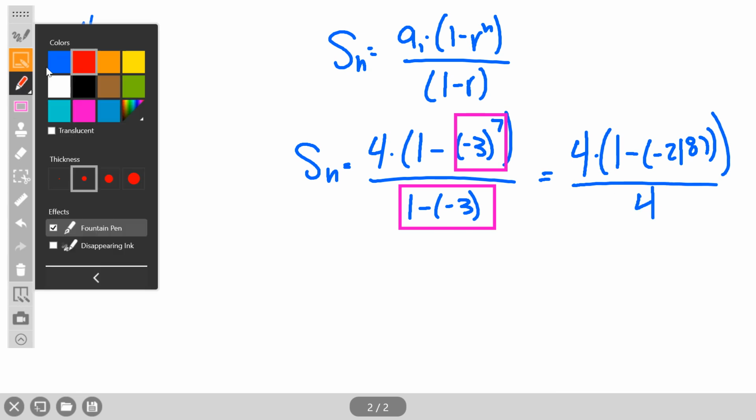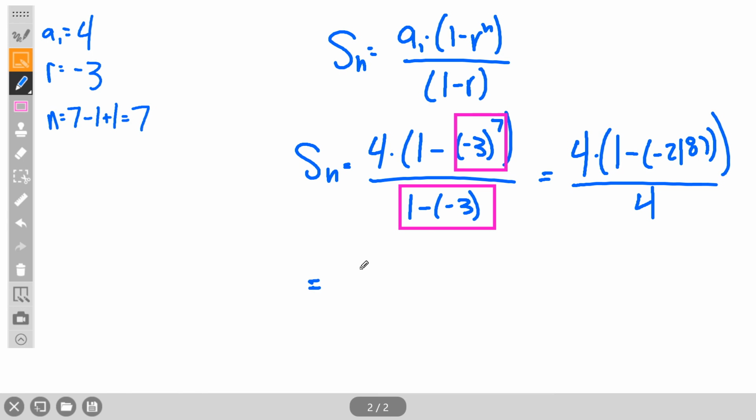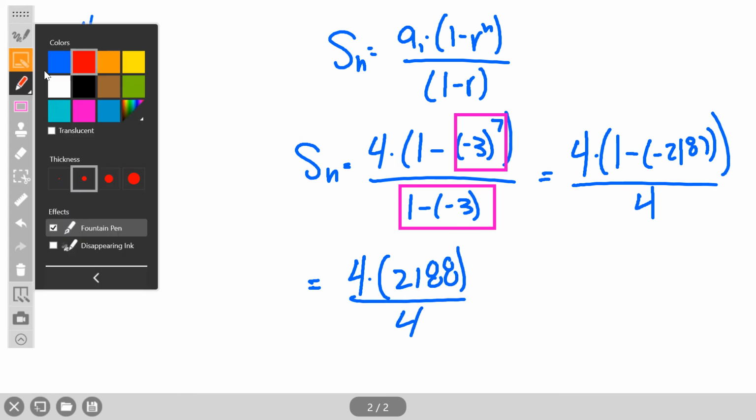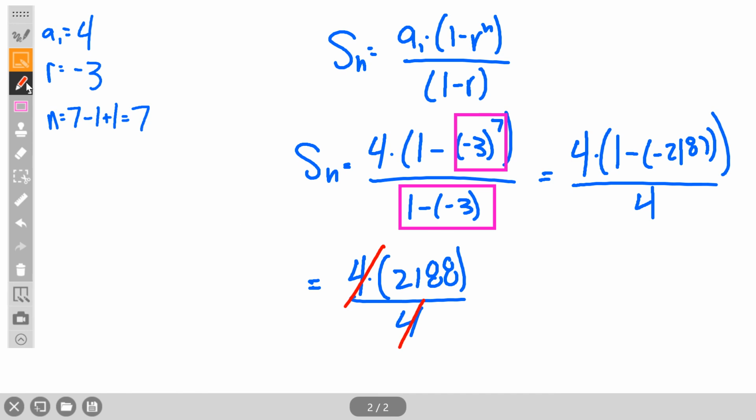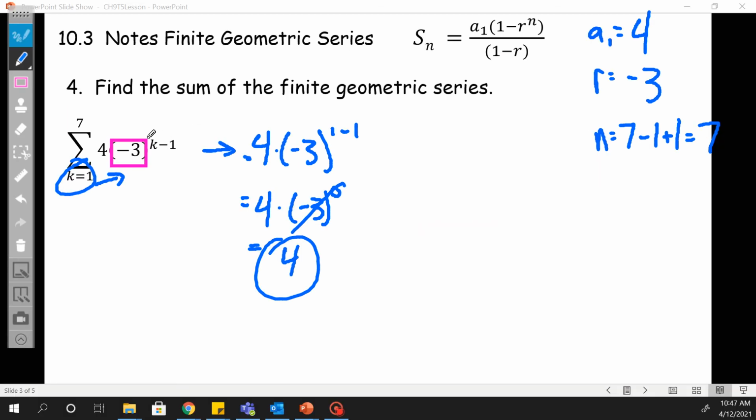Okay, so let's keep going. So we have 4 times 1 minus negative 2187, which is 2188. Now you'll notice I have factors of 4 in common here, so I can just cancel those. So all I'm left with is 2188. So the sum of my series here is 2188. All right, not bad, 2188.